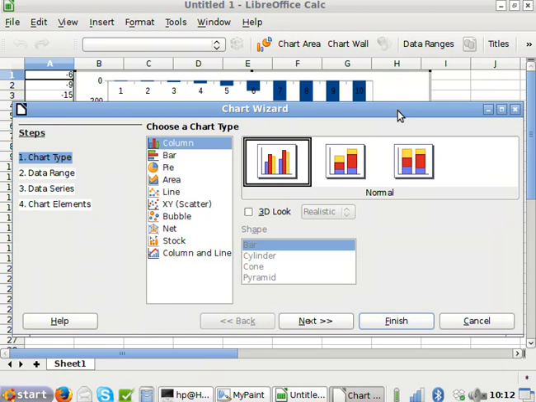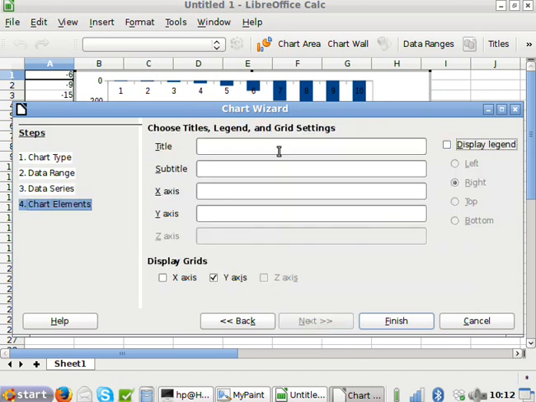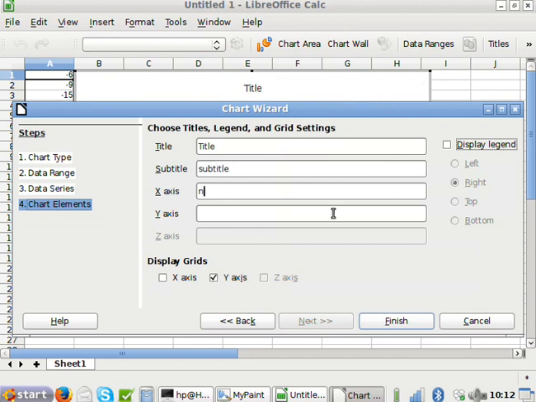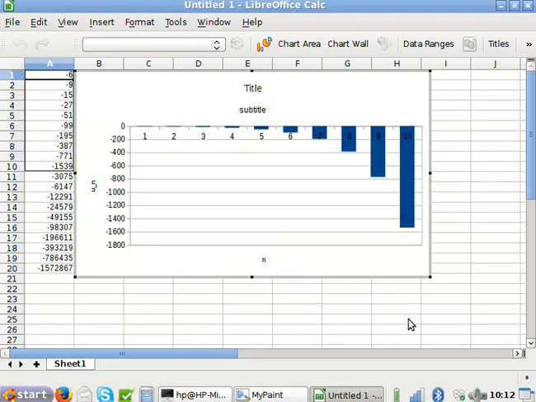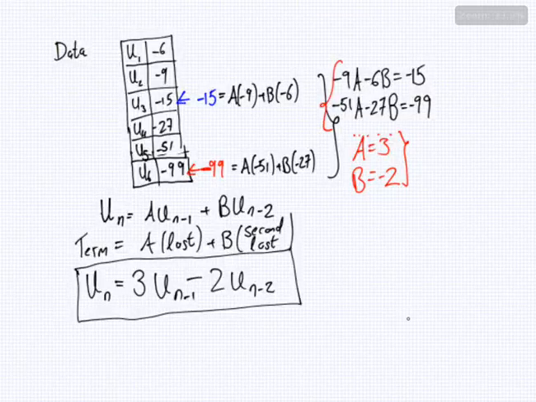So, the next term is A. What did I say A was? 3. Times the last term. What's the last term here? Minus 9. Yes? Plus B, which is minus 2, times the second last term, which is 6 here. Yeah? So what answer should I get here? What's the third term? What's the third term? Minus 15. So if I get minus 15, this looks good. And I do. And what's after minus 15? Minus 27. Yeah.